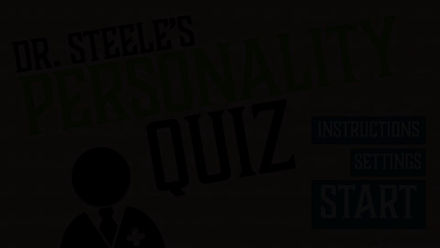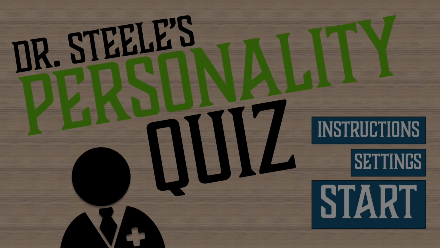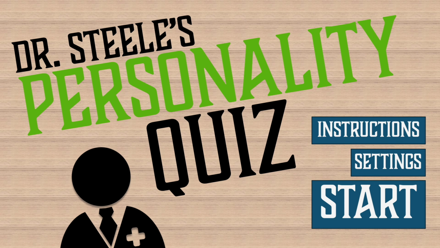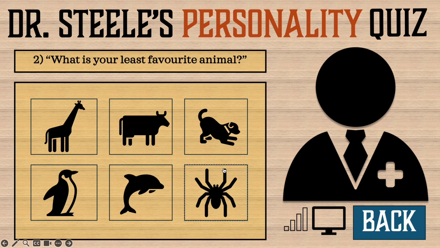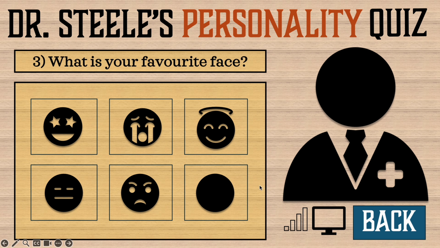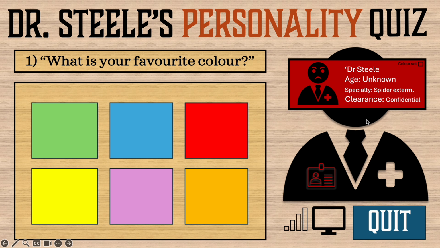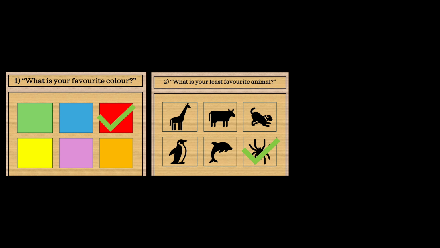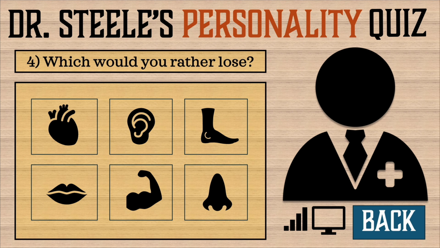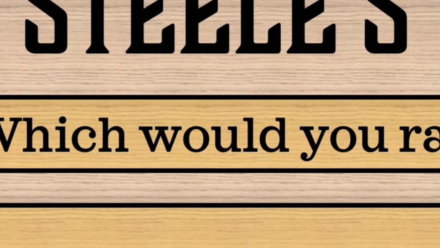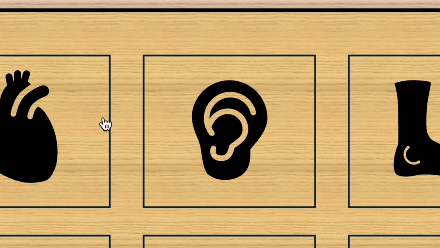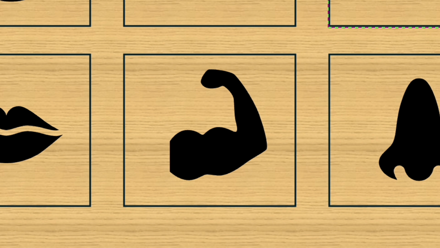First there is darkness, then memories flashing before your eyes. Then, suddenly, you are staring at a computer screen reading Dr. Steele's personality quiz. Initially, you don't understand, but then you answer some questions. You must answer according to what the game deems correct, what Dr. Steele deems correct. First, his favorite color, then his least favorite animal, then his favorite face. Then, the fourth question reads, which would you rather lose? Your heart, an ear, a foot, your mouth, an arm, or your nose?